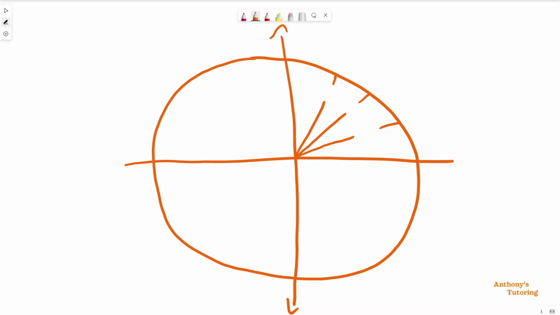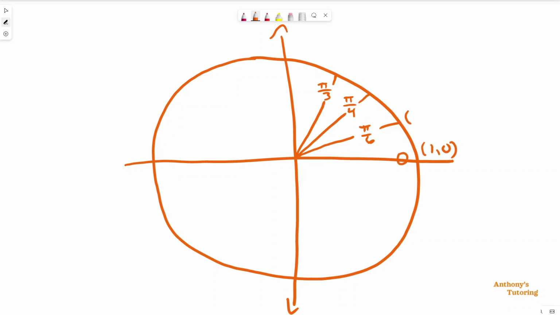So, the first line is pi over 6. The next line is pi over 4. And the next one is pi over 3, right? So first we have 0, and then this one is 0. I didn't leave space for that, whatever. So this point is 1 comma 0.